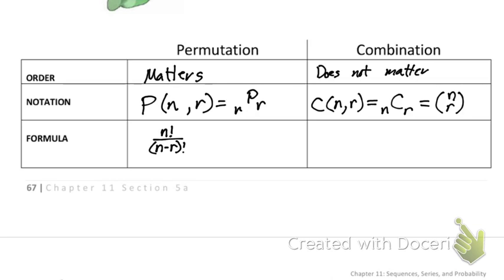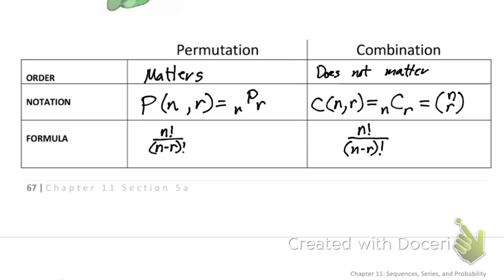You're going to see the formula for combination looks a lot like permutations where you have the N factorial on top. You have a bigger number on top. And once again, you're going to do N minus R factorial. But there's a small addition to it.